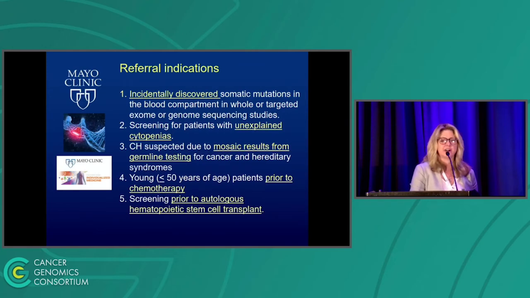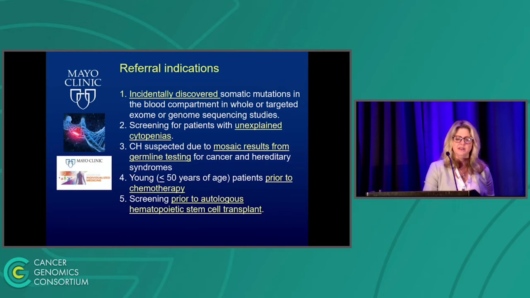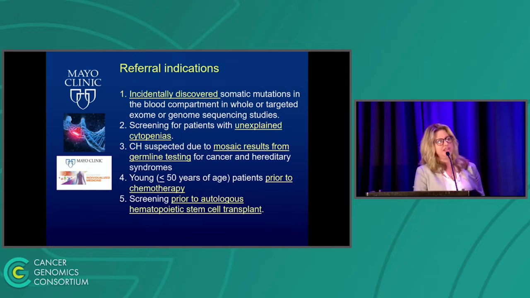So these are some of our referral indications. Number one, we get referrals from incidentally discovered somatic mutations in the blood compartment in whole or targeted exome or genome sequencing studies. An example of this is an IDH1 mutation discovered in a patient screened for lung cancer through Foundation One testing, or a TP53 mutation that was found in a cohort of patients screened for Parkinson's disease.